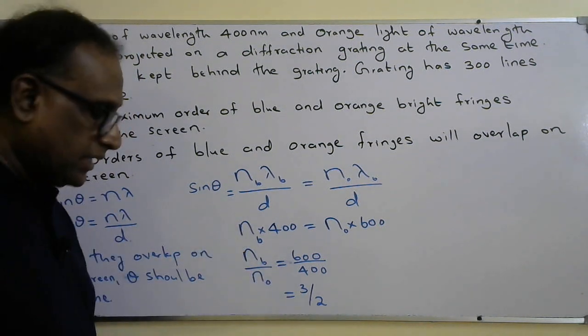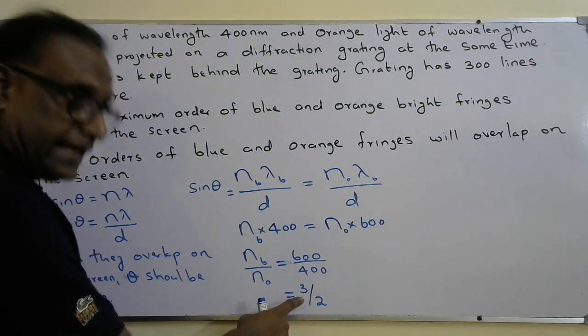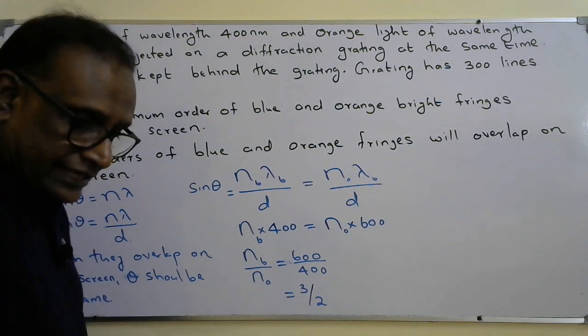We found it in the first part: there will be 8 orders of blue. So up to the 6th order, they can overlap. So the third order of blue and the second order of orange will overlap.